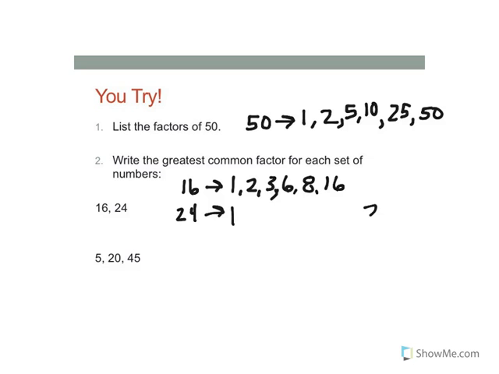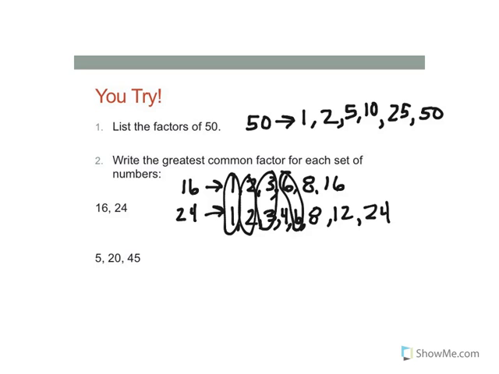For 24 we have 1 and 24. I know 2 times 12. I know 3 times 8. And I know 4 times 6. Run out of room. So now I'm going to look for the ones they have in common. We got a 1, a 2, a 4, and an 8. The greatest one that they have in common is 8, so that's our greatest common factor.